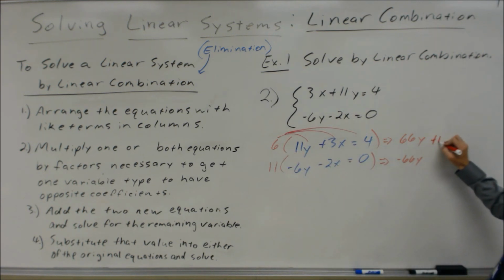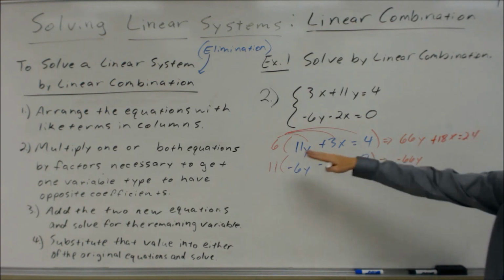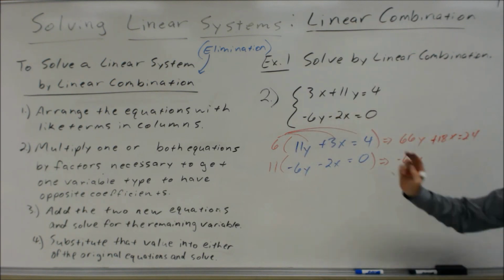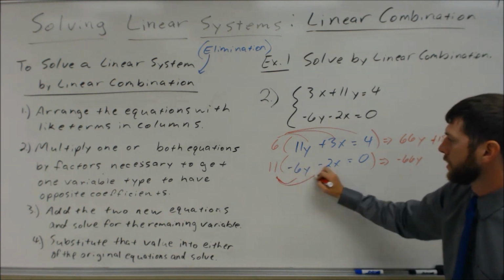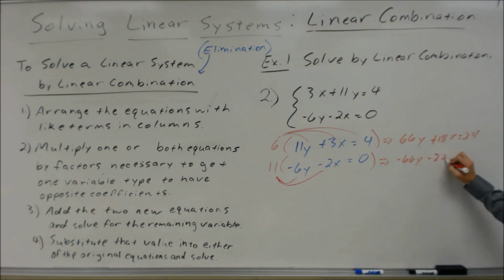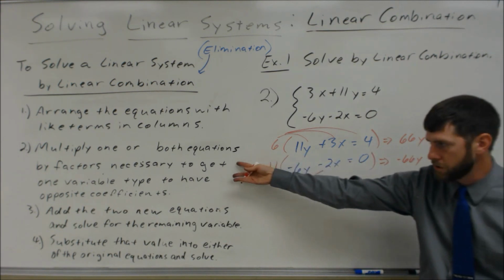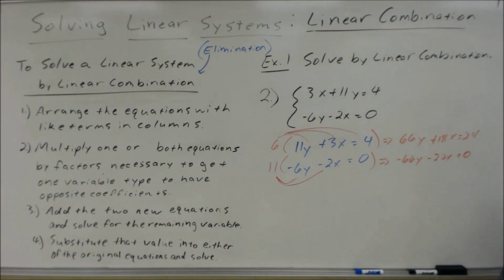6 times 3x is 18x. 6 times 4 is 24. Remember, distributing all the way across the equal sign. We did 11 times negative 6 was negative 66. 11 and negative 2 is negative 22x. And 11 and 0 is 0. Step 2 is taken care of. We have all necessary factors identified and distributed.